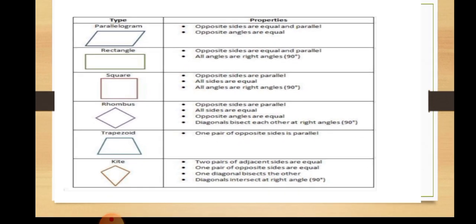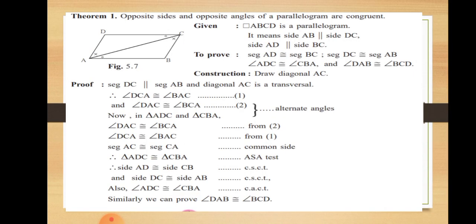Now look here: opposite sides and opposite angles of a parallelogram are congruent. So the first theorem we are going to consider is about the parallelogram. First, let us recall the parallelogram. A quadrilateral having both pairs of opposite sides parallel is called a parallelogram.